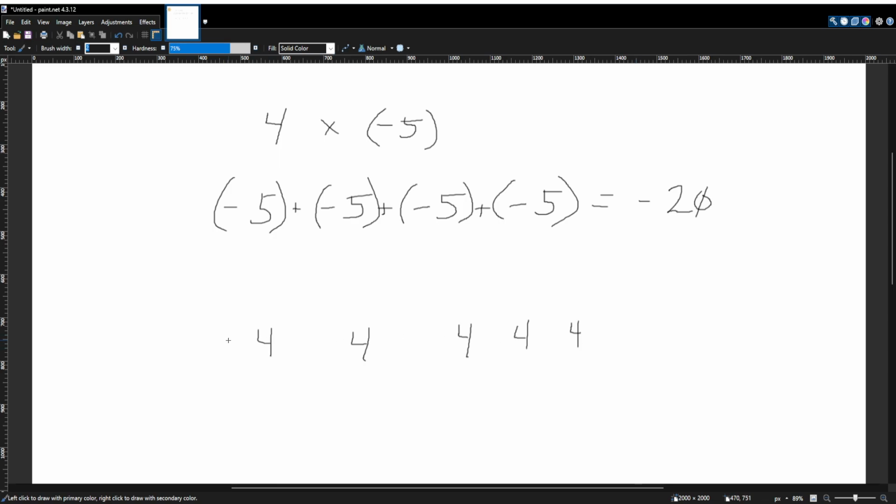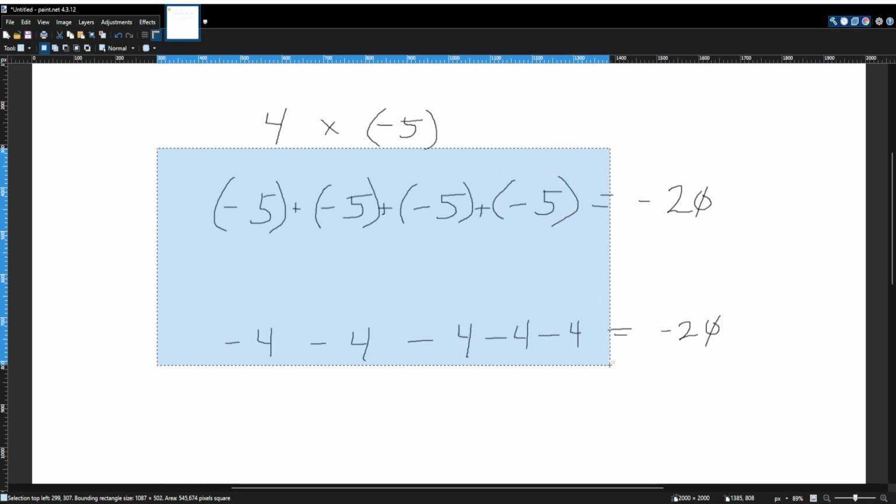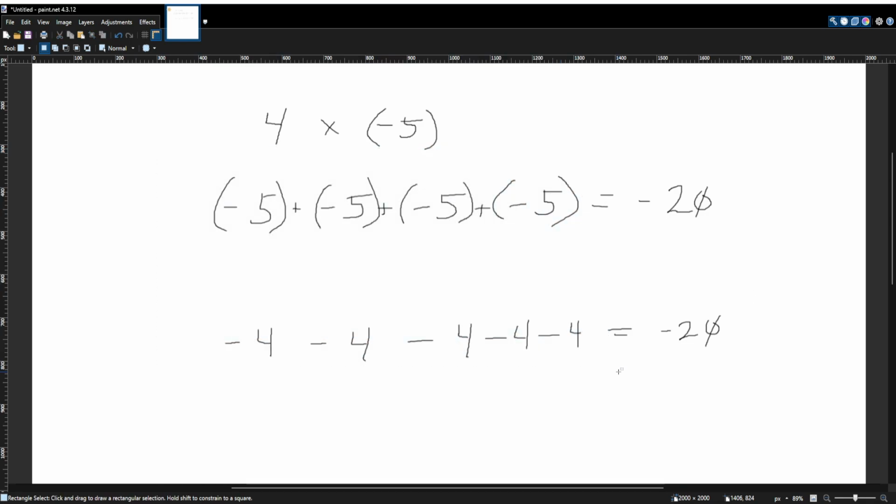Well, negative addition is just simply subtraction. So I want to subtract 4 5 times. And when I do that, it's the exact same thing as before. I'm subtracting 4 5 times, which means I'm going to get negative 20. The same sort of reasoning here gives us the same result.